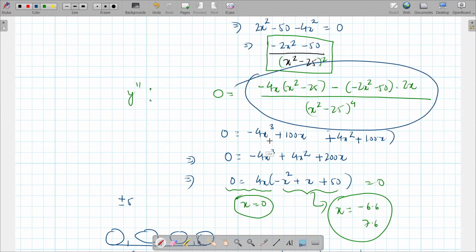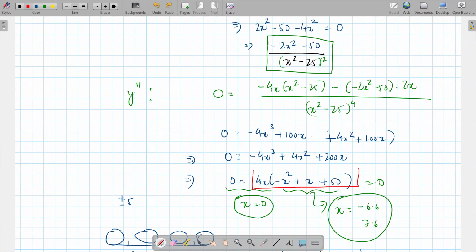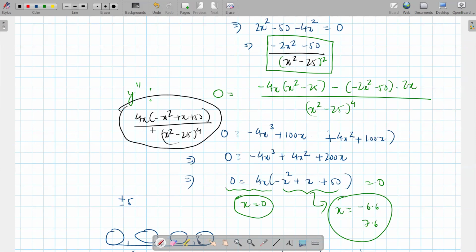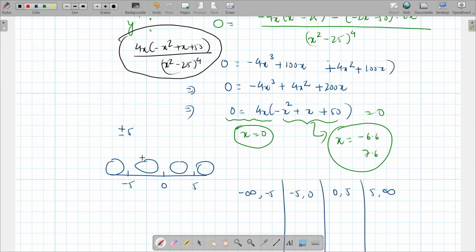When you factor that guy, the denominator stays, and then in the numerator, that factors out to this thing that we have here. So essentially what y double prime is, is 4x times -x² plus x plus 50 all over (x² minus 25) to the power of 4. So this is our f double prime. I'm going to check for this. So we're going to split this up to make our life easier. So I'm going to do one at 4x.